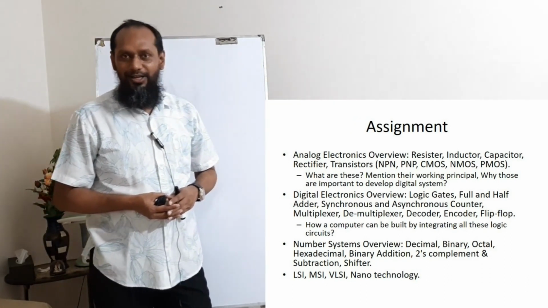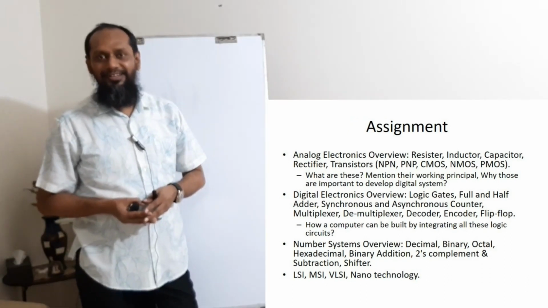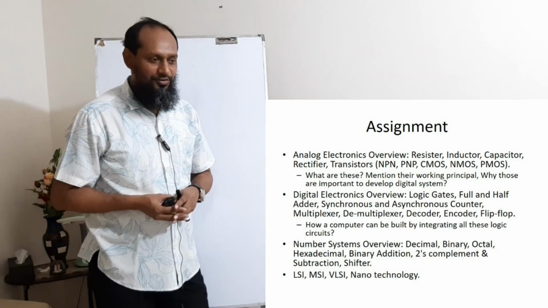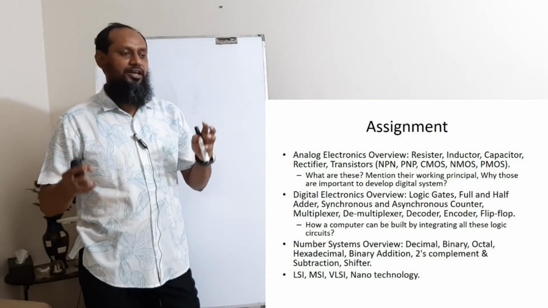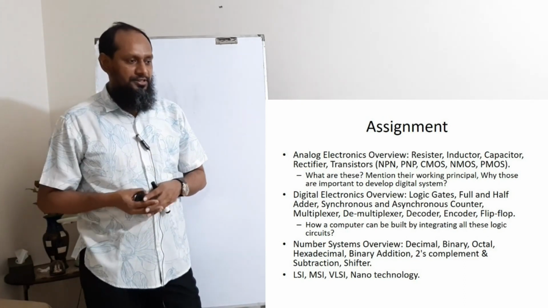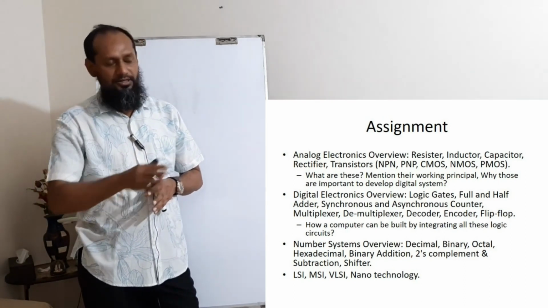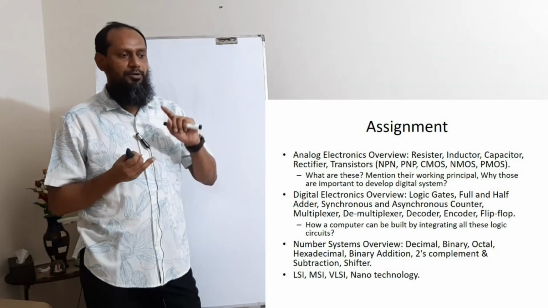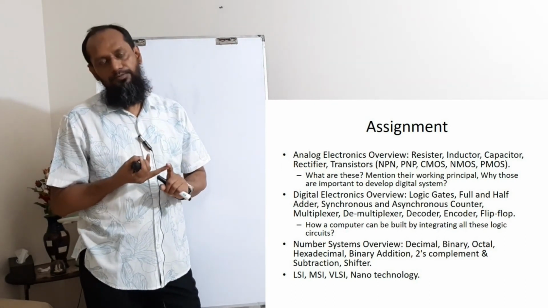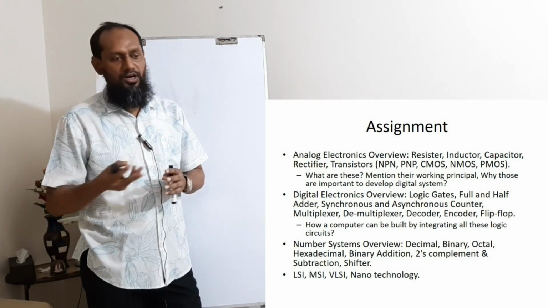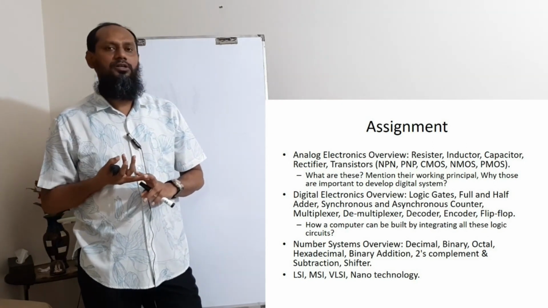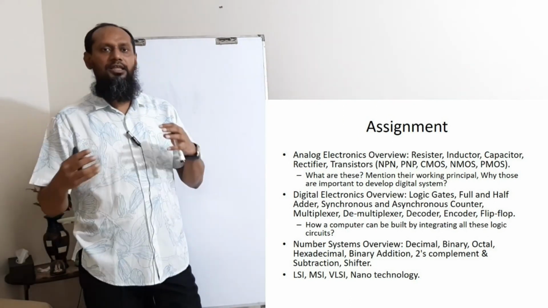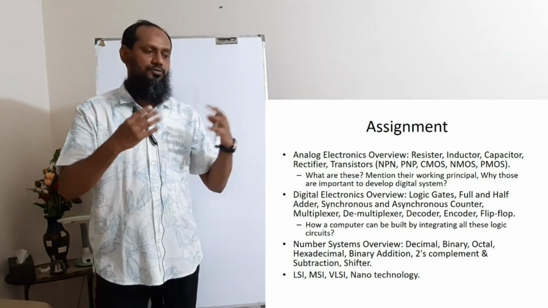Sadly, at the beginning, we have an assignment. You have to prepare this assignment. The first one is an analog electronics overview, where you have to write something about resistor, inductor, capacitor, rectifier, transistor, etc. Different kinds of transistors. What I want from you is, number one, what are these? Number two, mention their working principle. That means where you can use it and how it works. Then, why are those important for the development of digital systems? Why is this so important in our digital system? Those things you have to cover, understand, and mention.